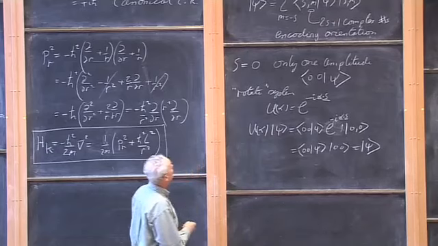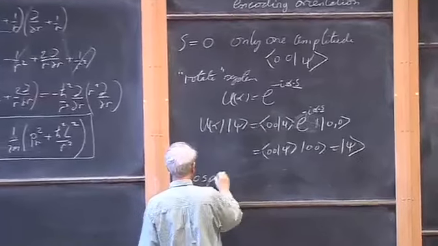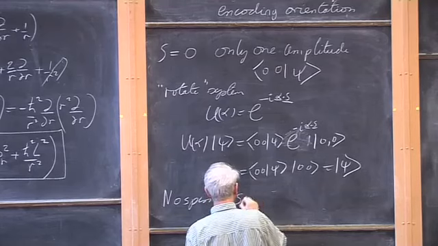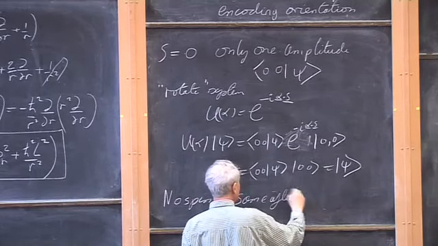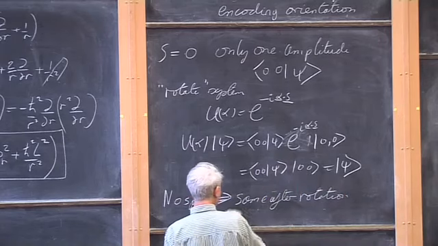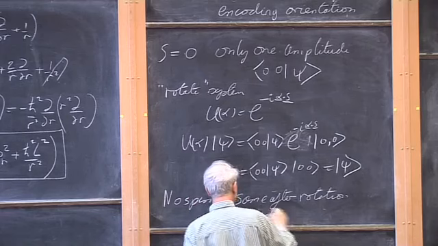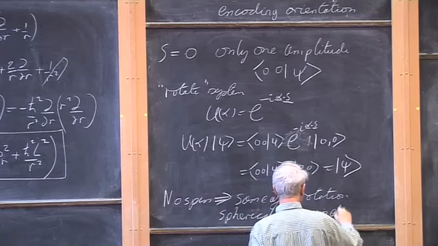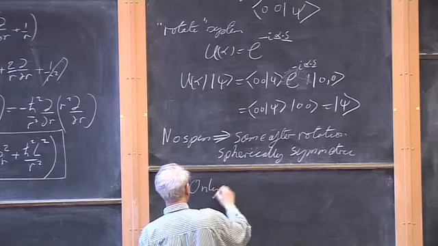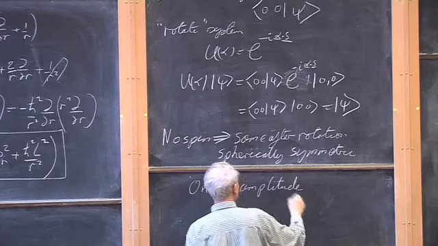So a particle that has S equals 0, so no spin, implies same after rotation. For a classical animal, we would say this is spherically symmetric. And there's only one amplitude we need to bother with, so we say it's a scalar.